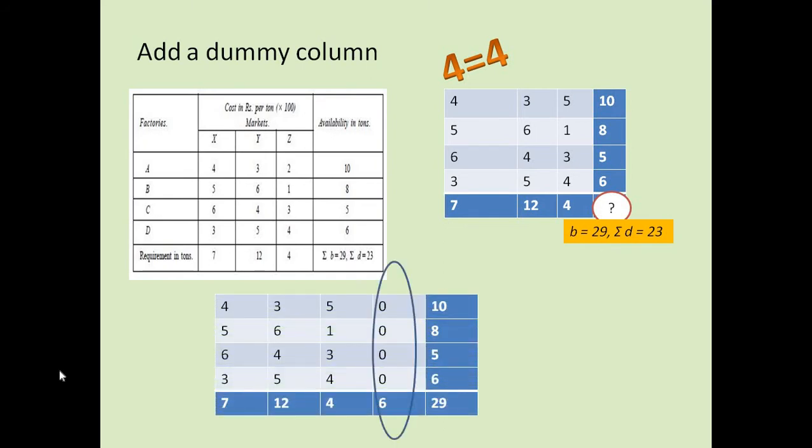And note the 6 there. This 6 comes from subtracting these two: 29 minus 23 becomes 6. And so you're going to add a dummy column and then add 6 here.